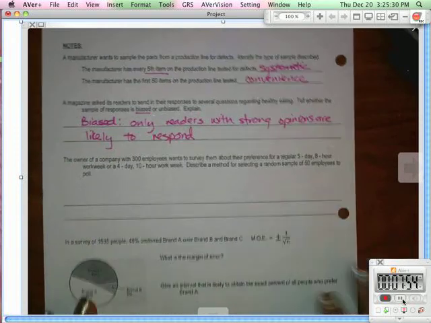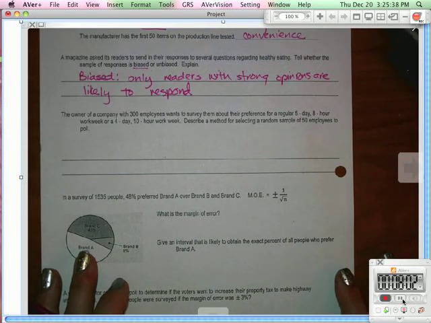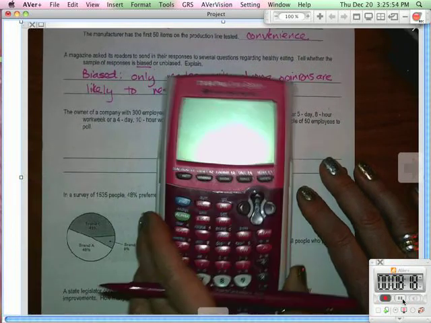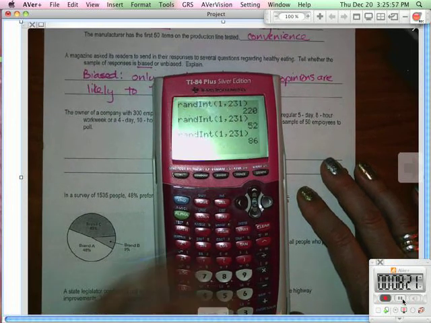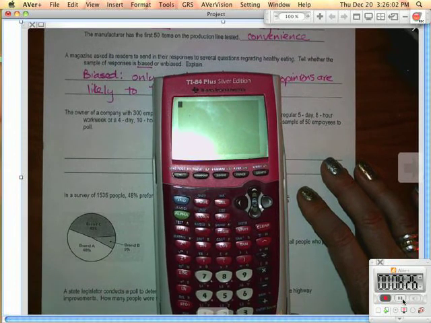Okay? The owner of the company with 300 employees wants to survey them about their preference for a regular 5-day, 8-hour work week or a 4-day, 10-hour work week. Describe a method for selecting a random sampling of 50 employees to poll. Well, there's a few methods you could use, but probably the easiest may be to use our calculator right here. We could use the random integer samples, and we could just write down what the calculator comes up with and say, okay, I'm going to interview number 25, I'm going to interview number 230, etc. That's a way to do it.